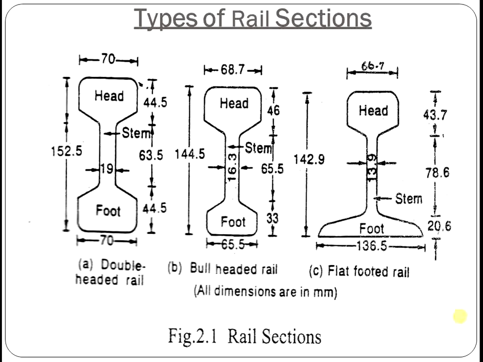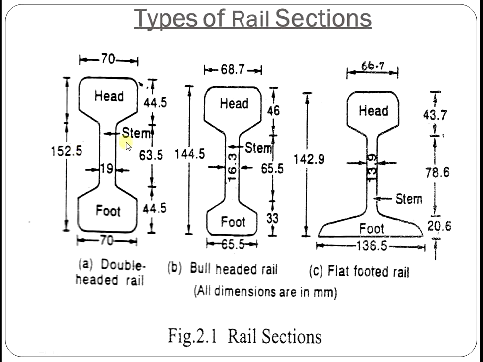This is the image of the types of rail section. First one is the double headed rail. It means that the top section and bottom section size is the same. Here we say it is 70 mm. The head section size and bottom section size are the same and the web section size is 19 mm. Then the height of the double-headed rail is 152.5 mm.